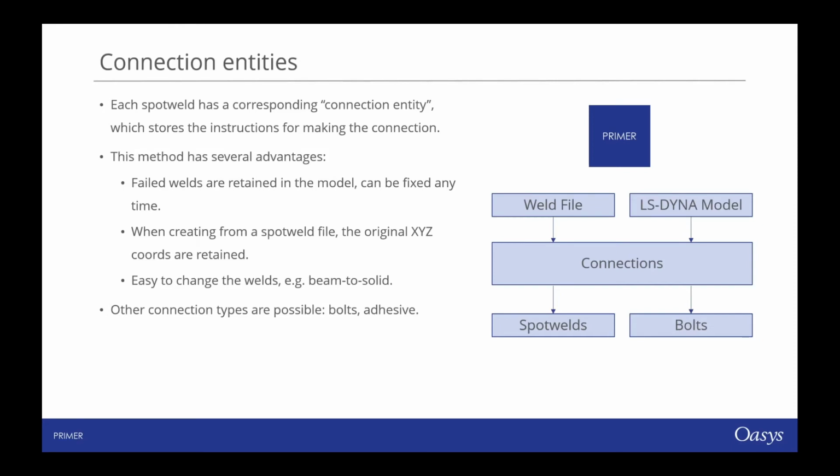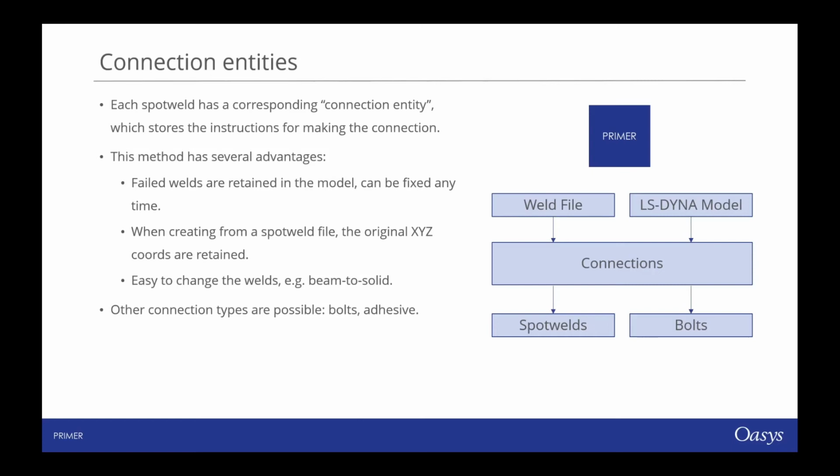So you saw from reading in the data file, although it didn't recreate the connection, it saved that connection entity, which I could then check and modify at a later point and update to recreate the connection, without having to go in and check and identify, or just recreate the connection without notes there. If you create from a spotweld file, the original XYZ coordinates are retained, and it is easy to change the welds. So you could change from a beam to a solid, for example.